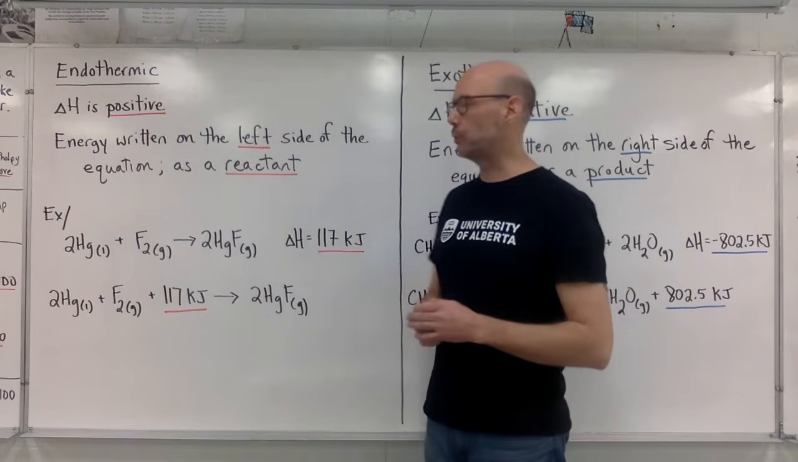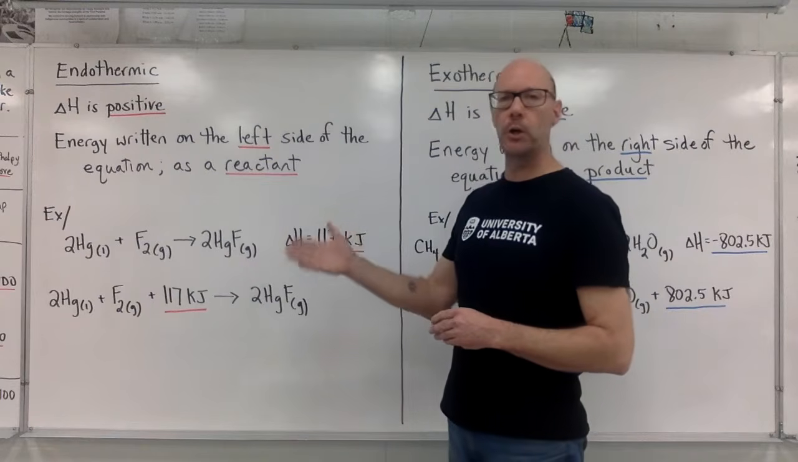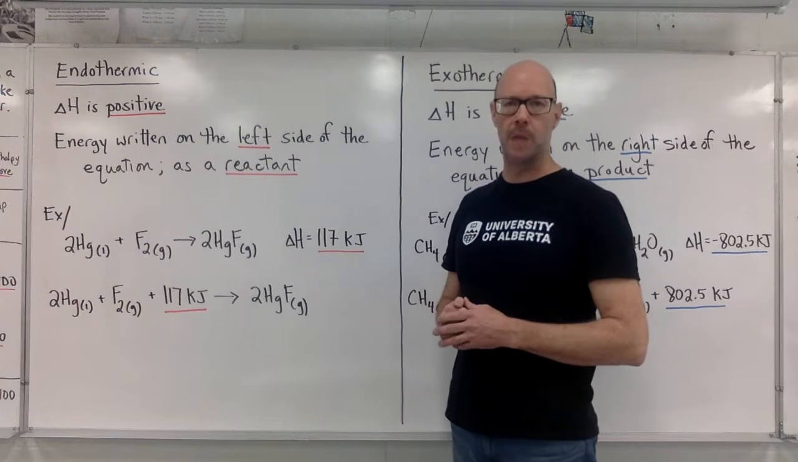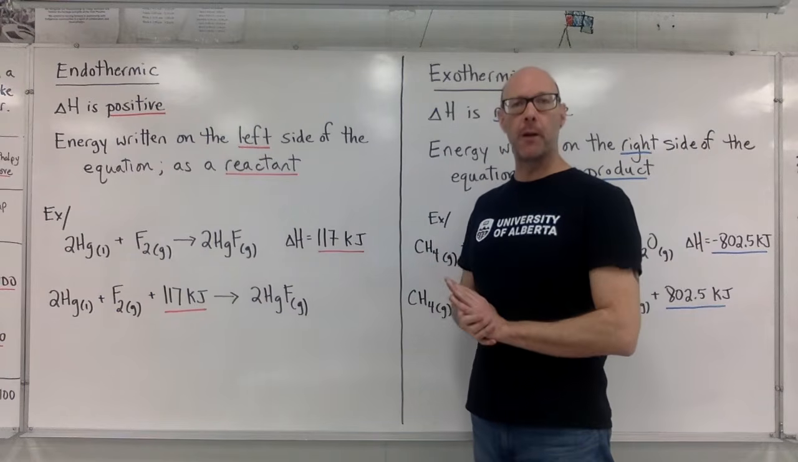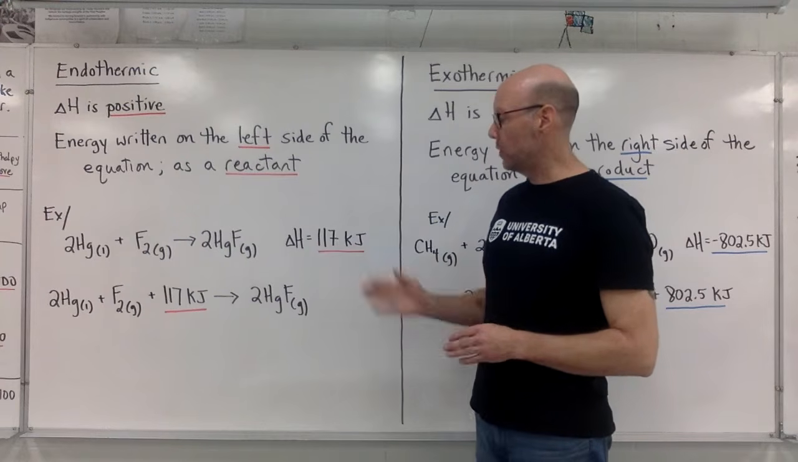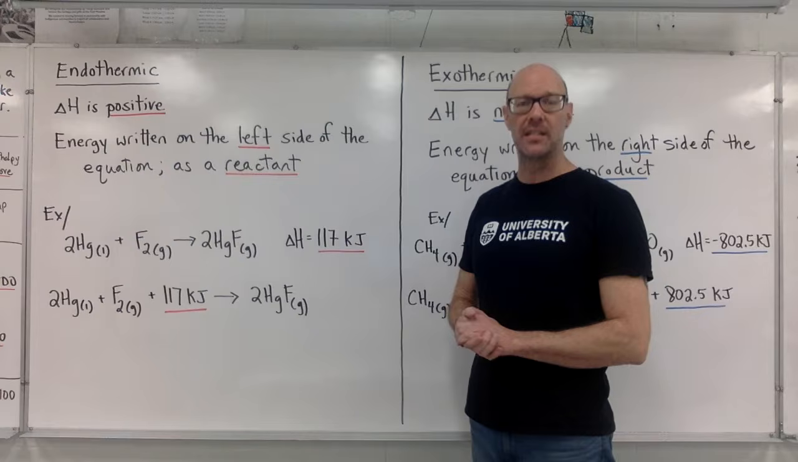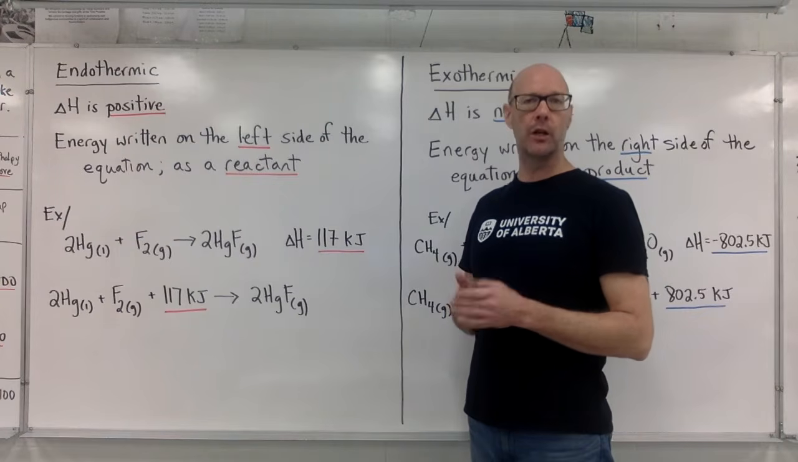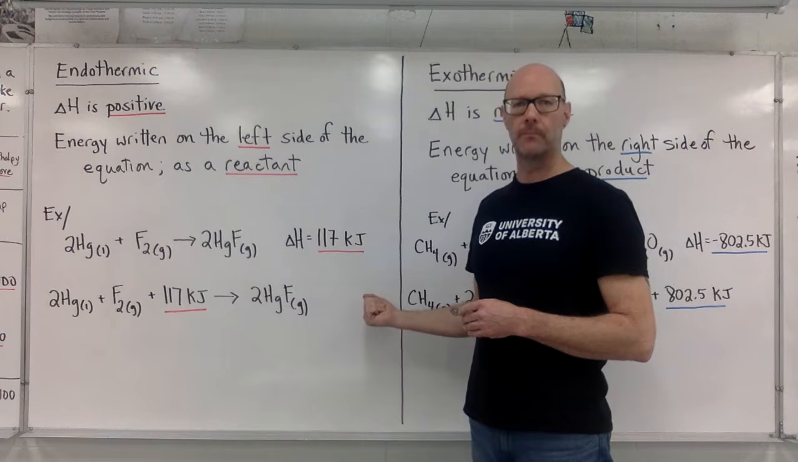Let's look at this example. We have a balanced chemical reaction here between mercury and fluorine. We have the delta H on the side, separate from the equation beside it, explicitly being shown: delta H equals positive 117 kilojoules. I'm calling that delta H beside the reaction.